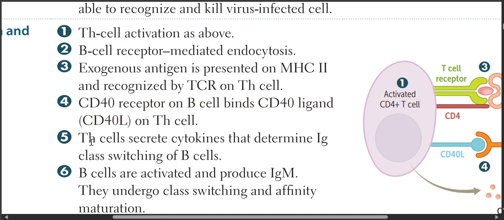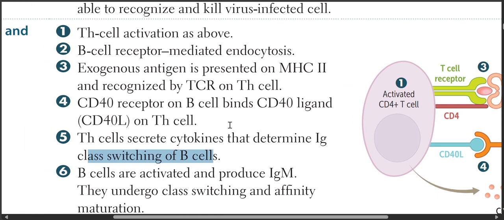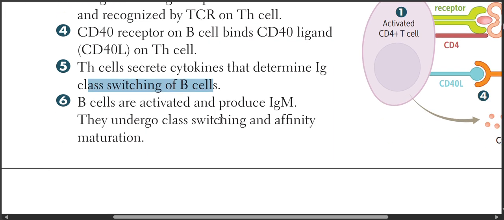And then finally, one thing that happens is that the Th cells, or the CD4 cells, secrete some cytokines that determine the immunoglobulin class switching of B cells. So these cytokines basically tell the B cells which type of immunoglobulin to release. Is it going to be an IgM? Is it going to be an IgG? Or is it going to be an IgA? And then finally, when everything has been done, they start producing the antibody.